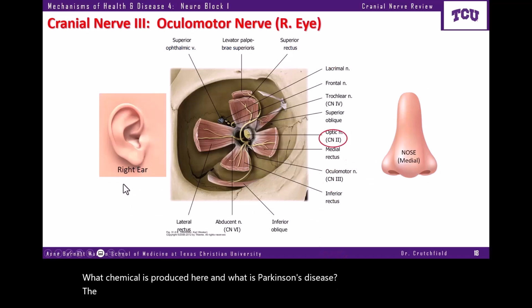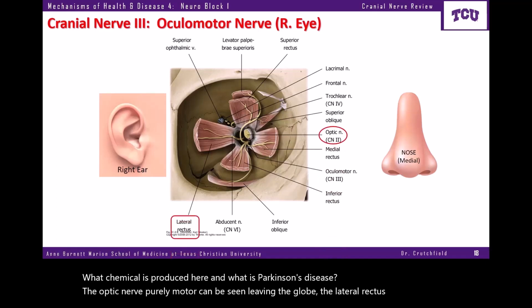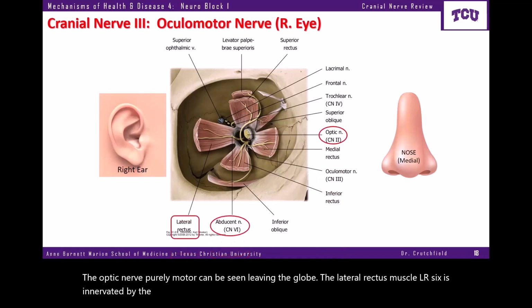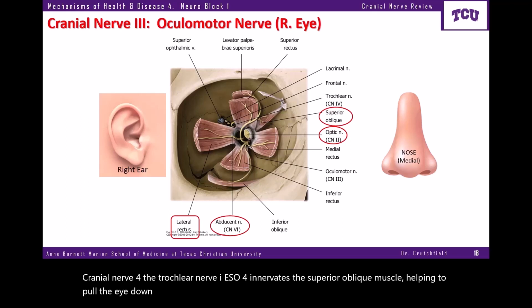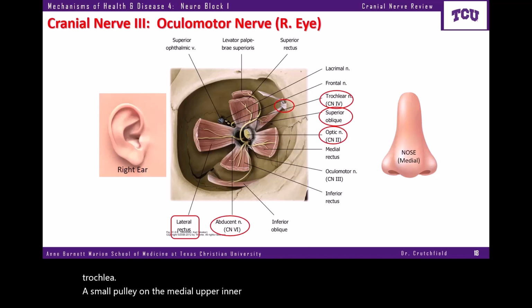The abducens nerve, purely motor, can be seen leaving the brainstem. The lateral rectus muscle, LR6, is innervated by the 6th cranial nerve, the abducens nerve. That's all it does, is innervate this muscle. Cranial nerve 4, the trochlear nerve, i.e. SO4, innervates the superior oblique muscle, helping to pull the eye down and somewhat out. The tendon of the superior oblique runs through the trochlea, a small pulley on the medial upper inner surface of the cranial orbital fossa. Dr. Root explains this in a few upcoming video clips that I took from his website.